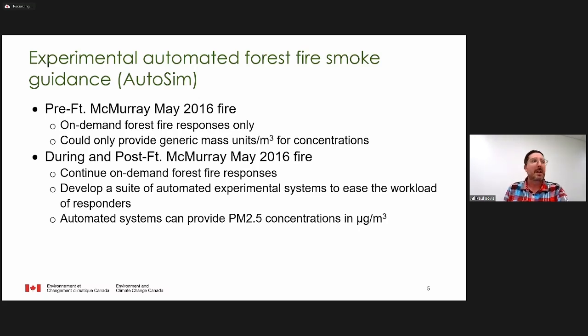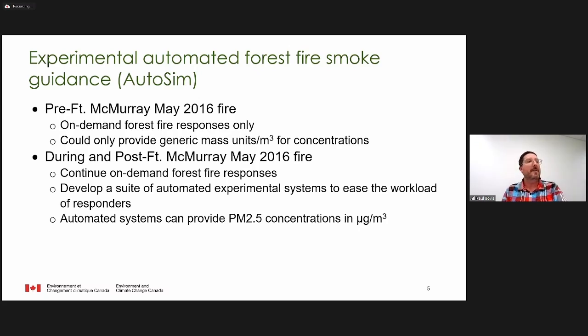processes. Now, during and after the Fort McMurray fire of 2016, the EERS continued with on-demand responses, while also developing a suite of automated experimental systems to ease the workload of responders. These automated Lagrangian dispersion systems did provide PM2.5 concentrations in micrograms per cubic meter, which allowed emergency agencies to make detailed decisions based on our products.